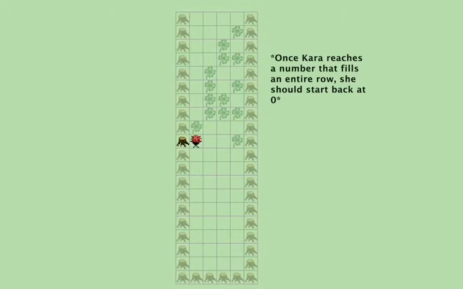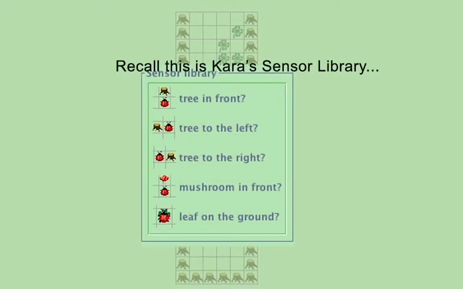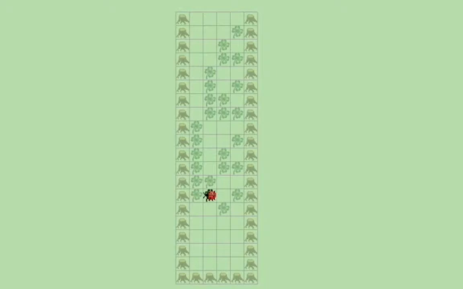The problem is that Kara wouldn't be able to tell what number she is at based on the row she is standing on. Given the sensor she can use, Kara only sees the square she is standing on and neighboring squares. So to find a solution, we need to find a pattern in binary counting that is programmable with Kara.